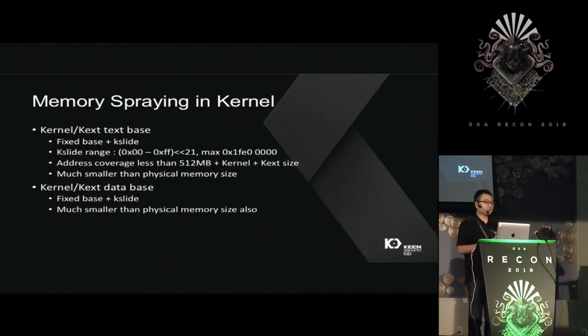After we researched the addresses, we found that the kernel and KEXT text base is very dependent on the KASLR slide. So its load address is a very fixed base plus the KASLR slide, which is less than 512 megabytes, so the range is much smaller than the current physical memory size. Another is the kernel data base, which is very likely similar to the text base.